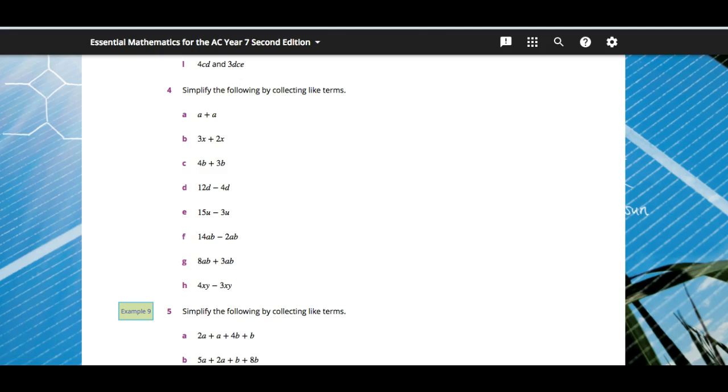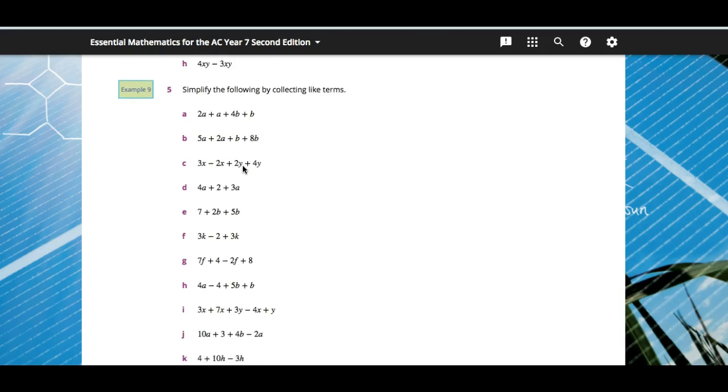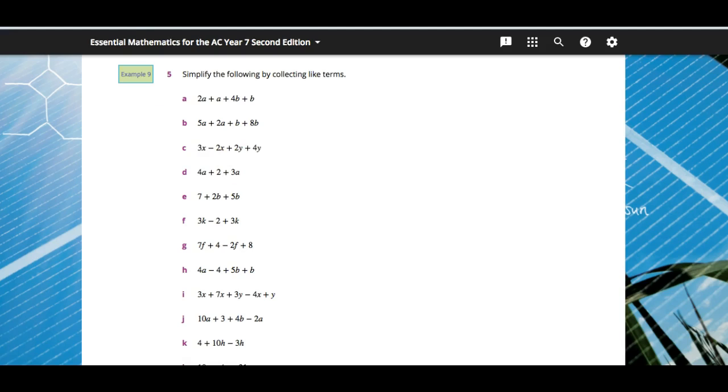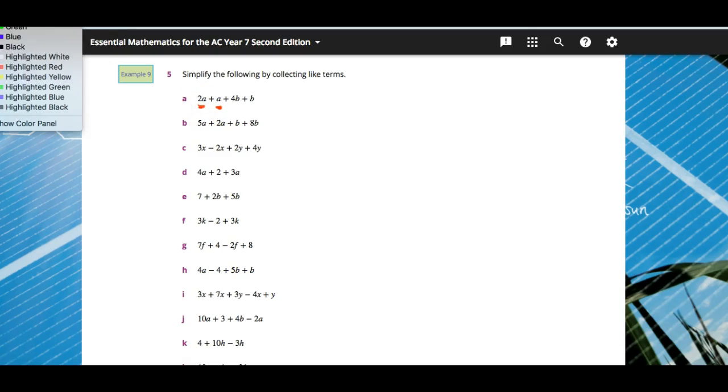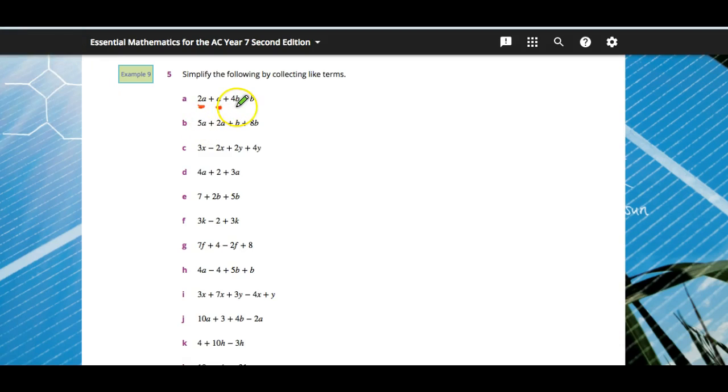Okay, moving on. Now, I know I'm talking really, really quickly, but there's nothing stopping you from pressing pause and also rewinding if you need to. Now, question 5, we have to collect like terms. So in this one, because you're just starting with algebra, sometimes it's a good idea to underline your like terms. So here we have our A's in red, and let's do our B's in green.